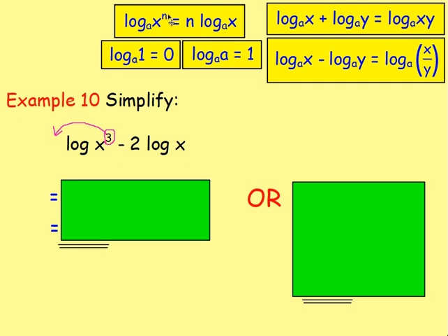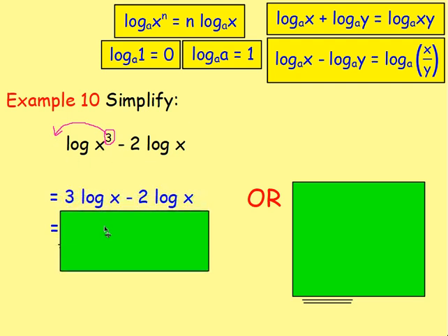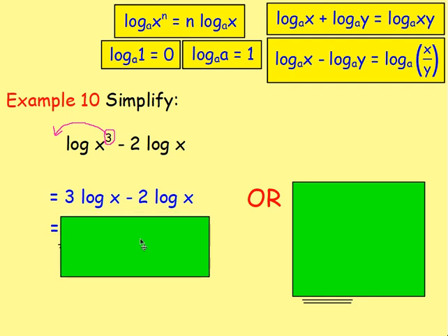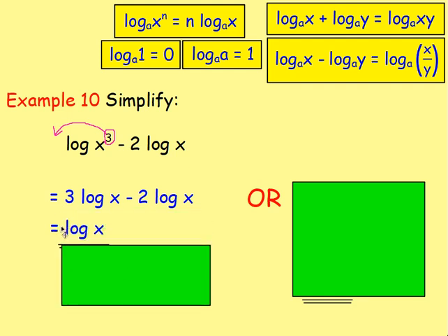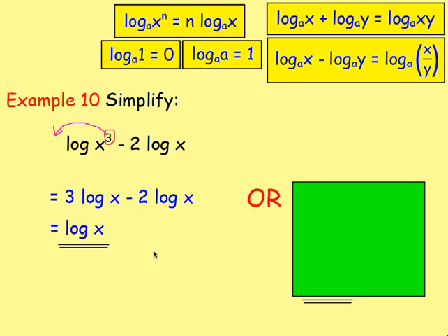So using this rule here, the index, if it's x to the power of n, move the n right down to the front. So it'll be n log base a of x. So here move the 3 down, so you'd have 3 log x, and then keep this, take away 2 log x. From there you've got 3 log x, then you're taking away 2 log x. Well, you've got 3 of them, then you're taking 2 away, so you're only left with 1 of them. So you're left with 1 log x.